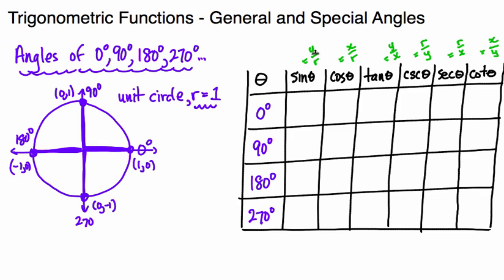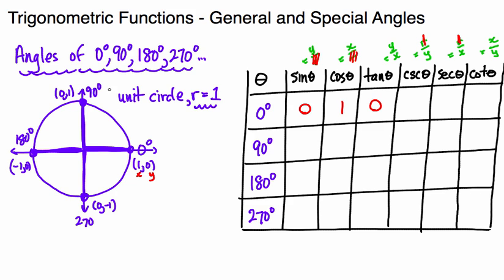So the radius is always 1. So really, this is just y and x, and 1 over y, and 1 over x. So now you can just start to look at the coordinates. So at 0 degrees, x is 1 and y is 0. So y is 0 and x is 1. And 0 divided by 1 is 0.